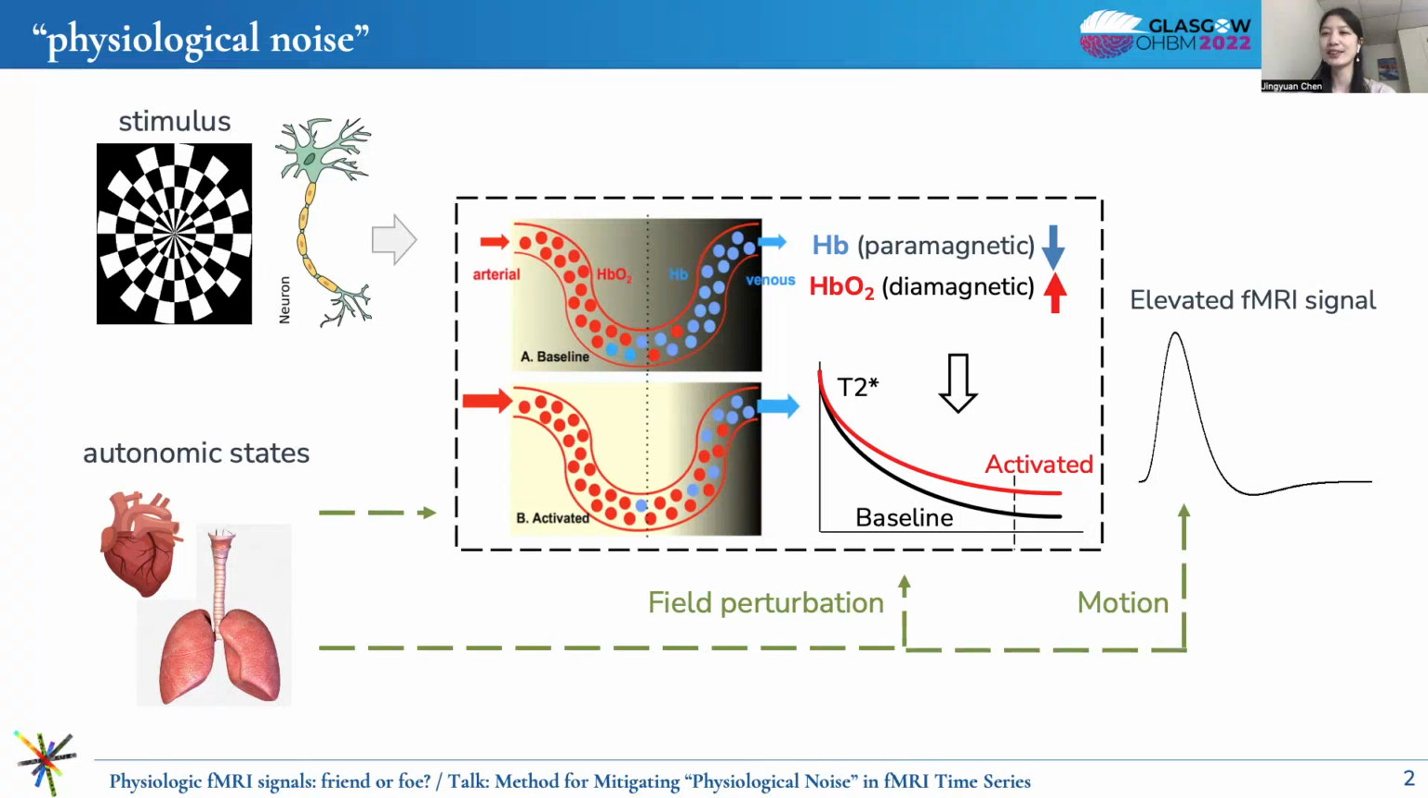And additionally, these autonomic processes may also interact with neuronal state changes. So in order to infer truthful neuronal information from fMRI measures, we have to address all these physiological noise.